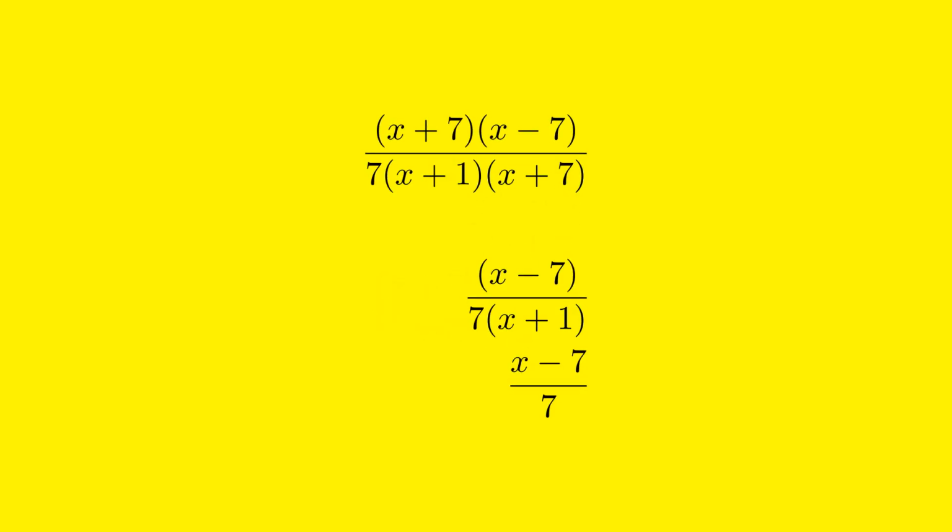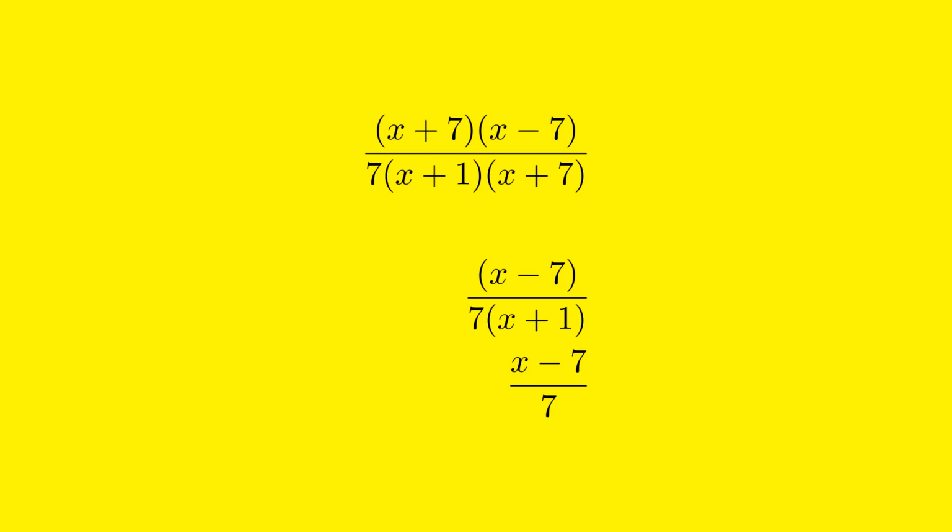In the second step, we begin with the simplified expression from the first step, where we have x plus 7 times x minus 7 over 7 times x plus 1. To simplify this further, we need to cancel out any common factors in the numerator and the denominator. Notice that both the numerator and the denominator contain the factor x plus 7.